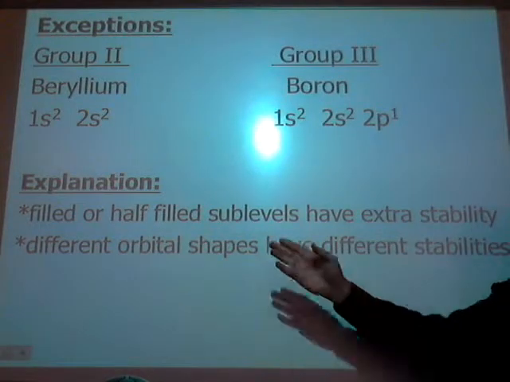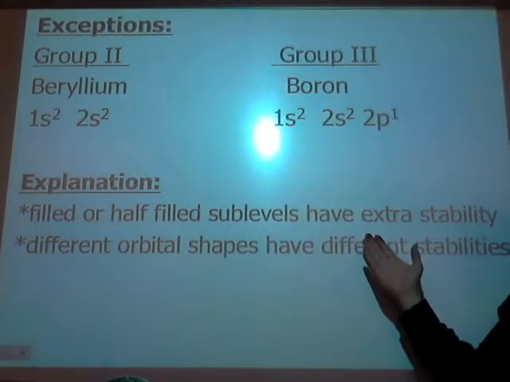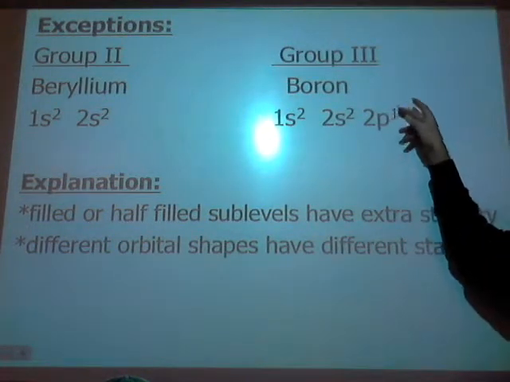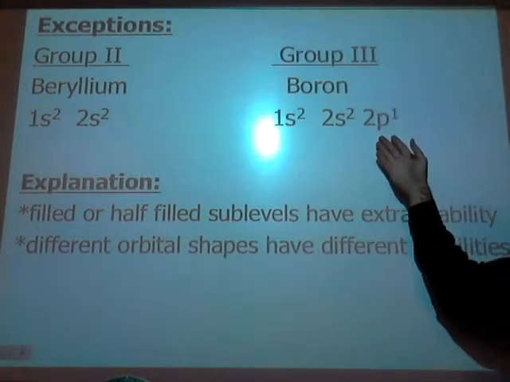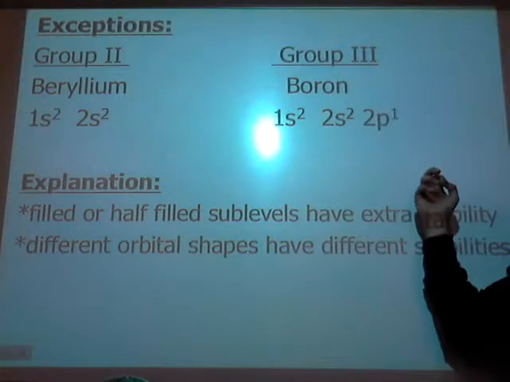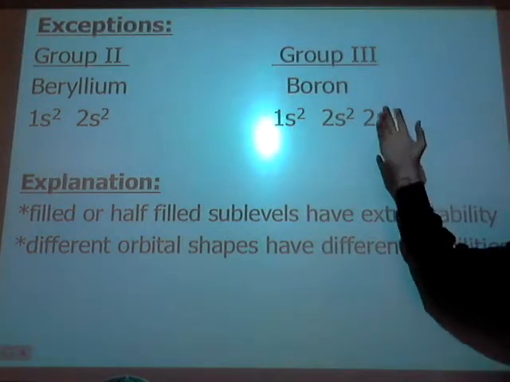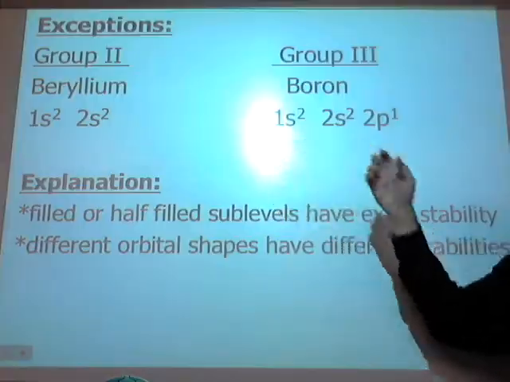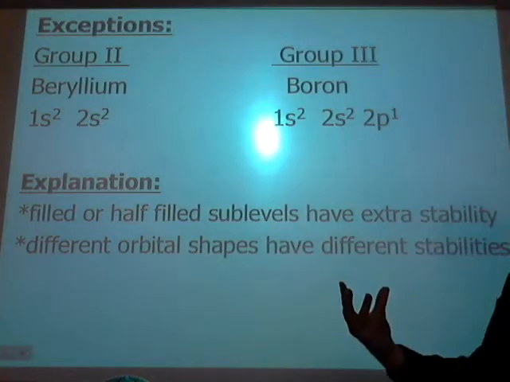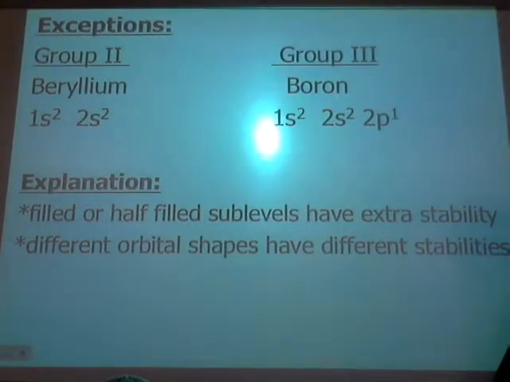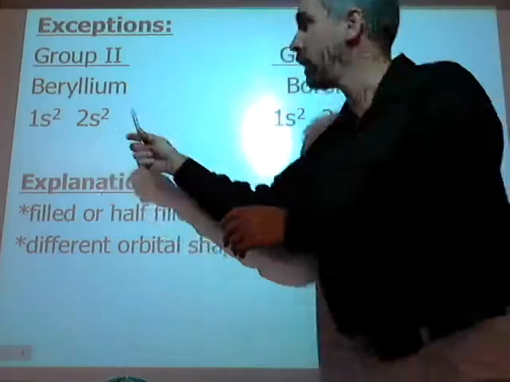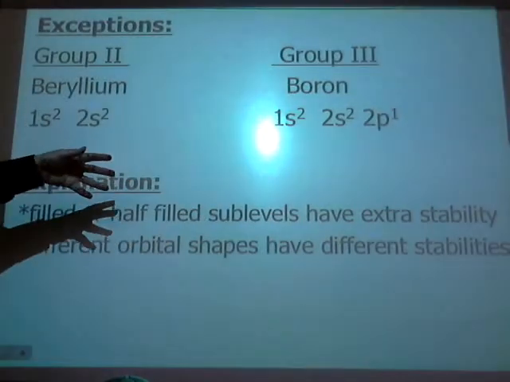For example, you can't just say filled or half-filled sublevels have extra stability. What you have to say is, this electron's coming out of the P shape, and it's not filled. So it'll be easier to remove it from that because the P shape is not as stable as the S shape, and the one from beryllium is also a filled sublevel. Okay? That's a specific answer. P versus S, beryllium being filled, boron not.